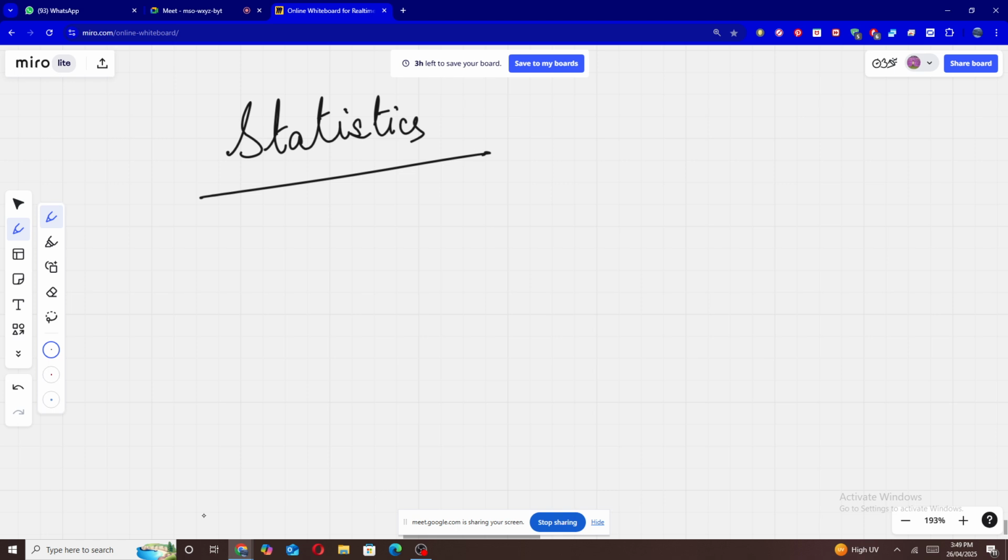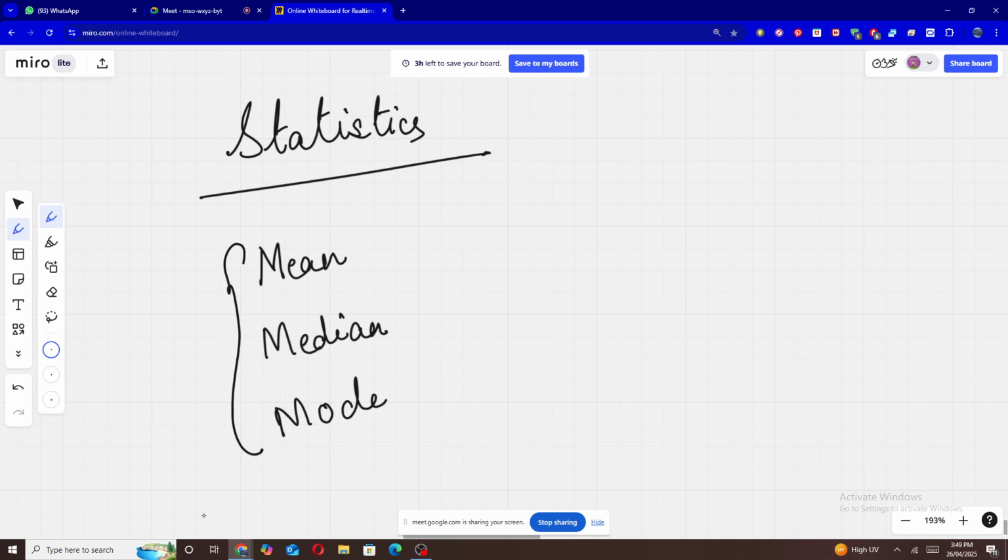So today what we are going to do is start with mean. Okay, and you are familiar with median and the term called mode. These are the three main things that we are going to learn in this chapter.